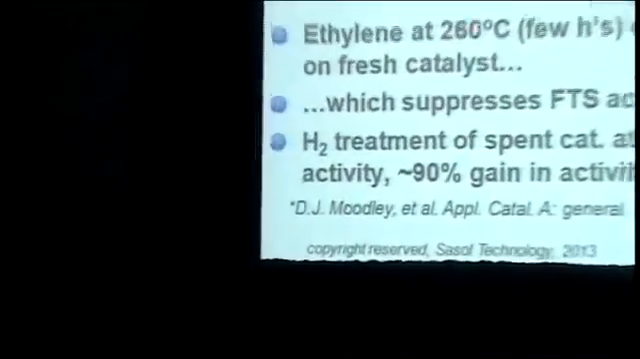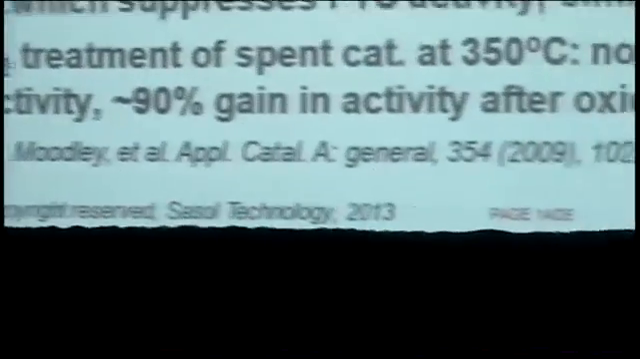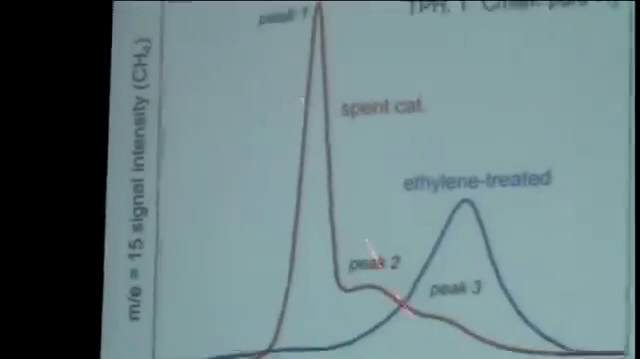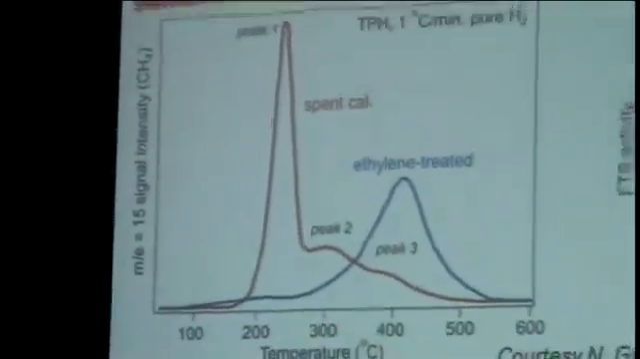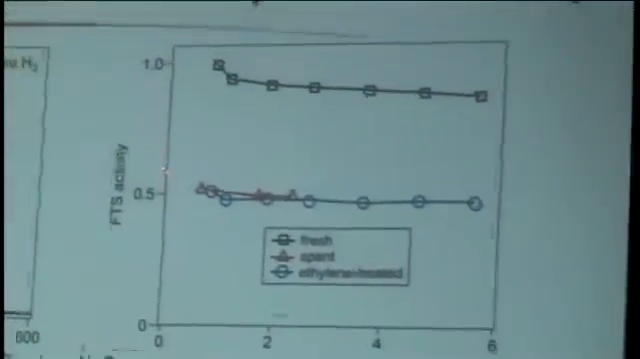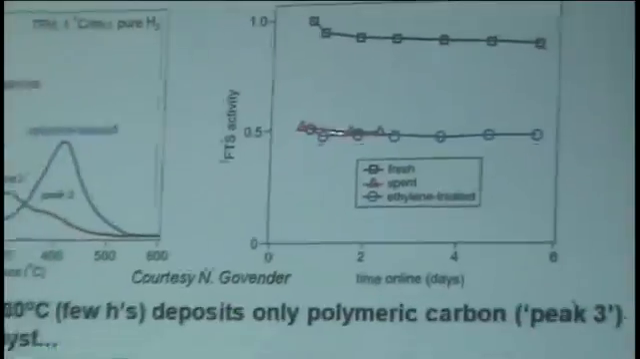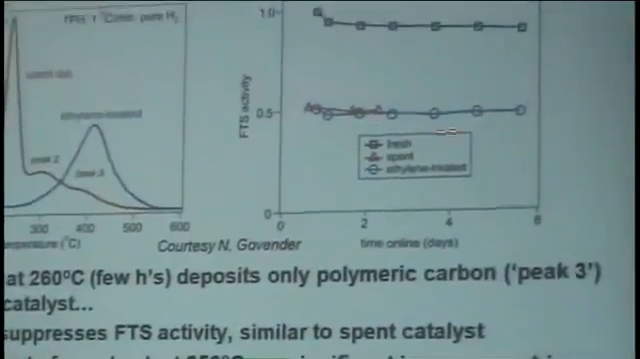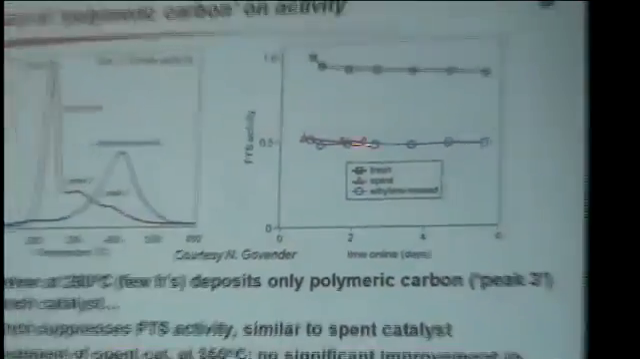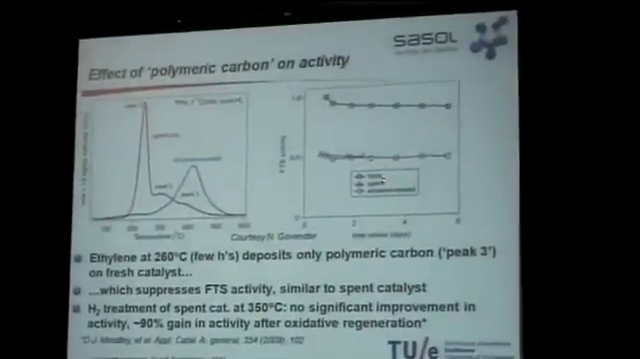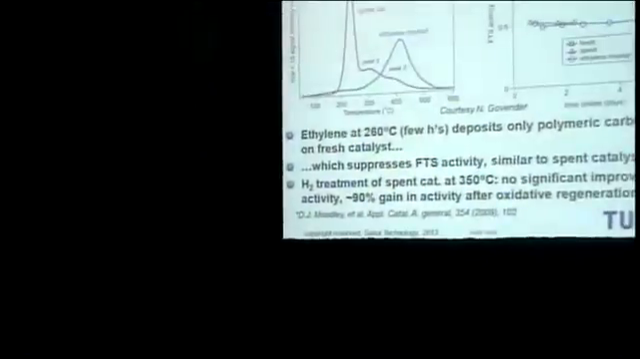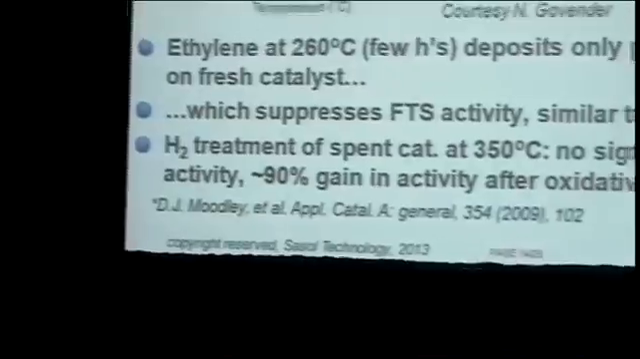Now, if we use ethylene at a bit higher temperature, for just a few hours, we can selectively deposit this polymeric type carbon on the catalyst. And then we can afterwards test the activity. So here you see the activity of a fresh catalyst, and here you see the activity of the ethylene treated catalyst in blue. You can see it reaches the same level as the spent catalyst. So it really shows that this type of carbon can really deactivate the catalyst.